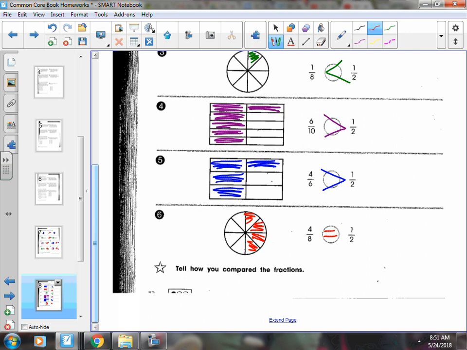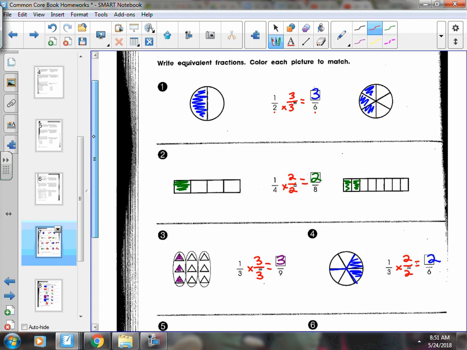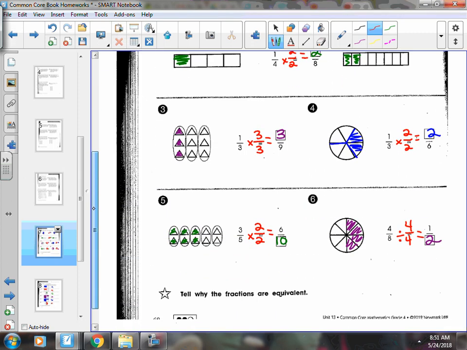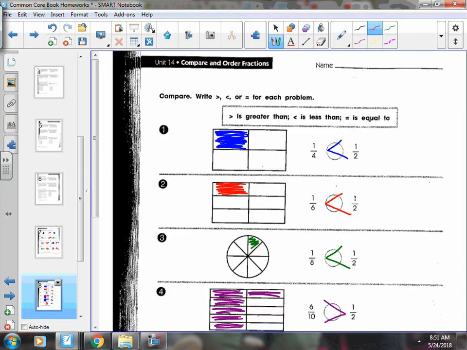I hope you found this homework as easy as I did. Let's review the answers from page 68. Here are the answers to page 72.